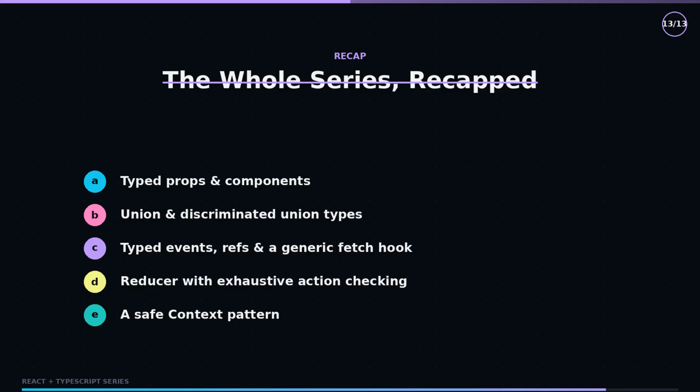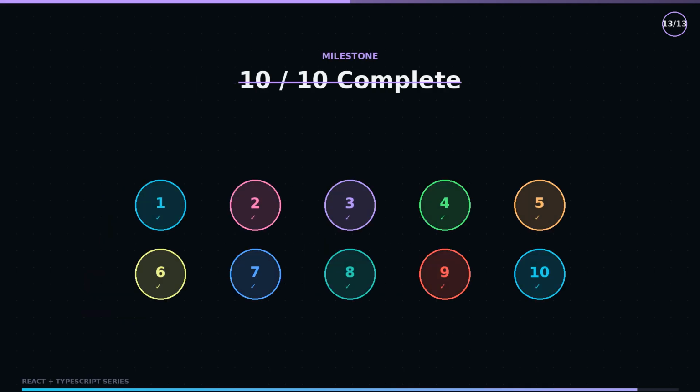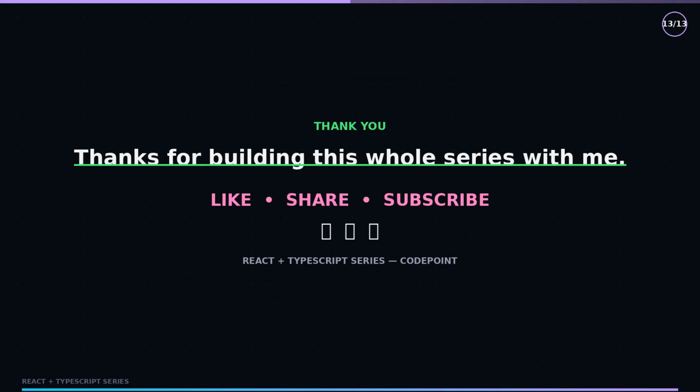12. Recap. So that's the series. Typed props and components, union and discriminated union types, typed events and refs, a generic fetch wrapper, custom hooks, a typed reducer with exhaustive action checking, and a safe context pattern, all combined into one real working app. If you've made it this far, genuinely, nice work.